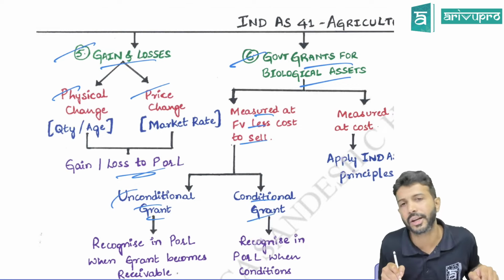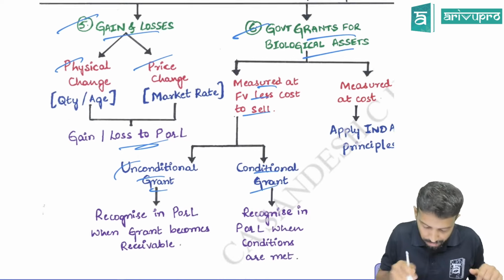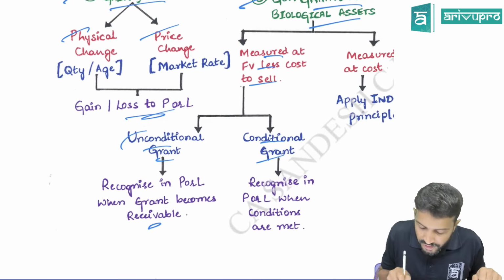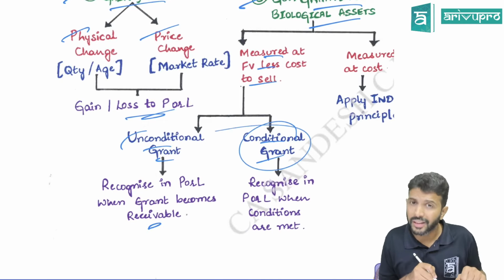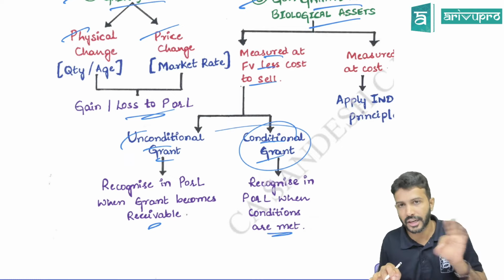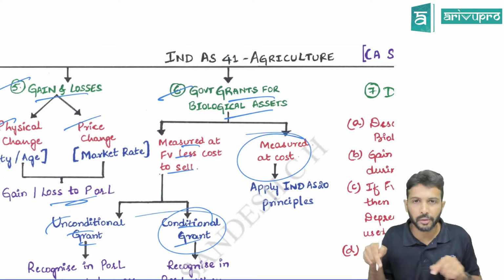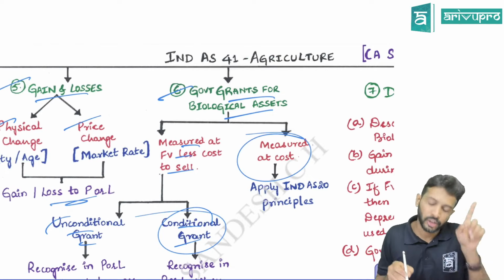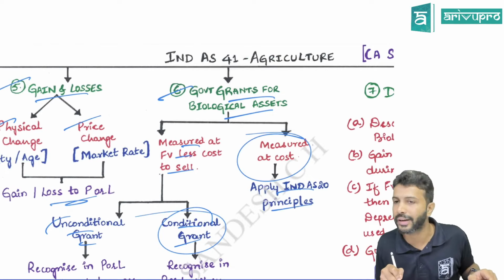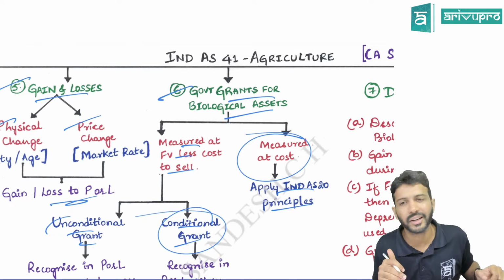If it is unconditional grant, you will recognize grant where? In SPL, when the grant becomes receivable. If it is however a conditional grant, then will you recognize grant in SPL? Yes, when the conditions are met, when the conditions are satisfied. If however the biological asset is measured at cost, you'll have to apply Ind AS 20, which talks about how to account the government grant, which we already discussed. Either you can reduce from the cost of the asset or treat it as a deferred income.